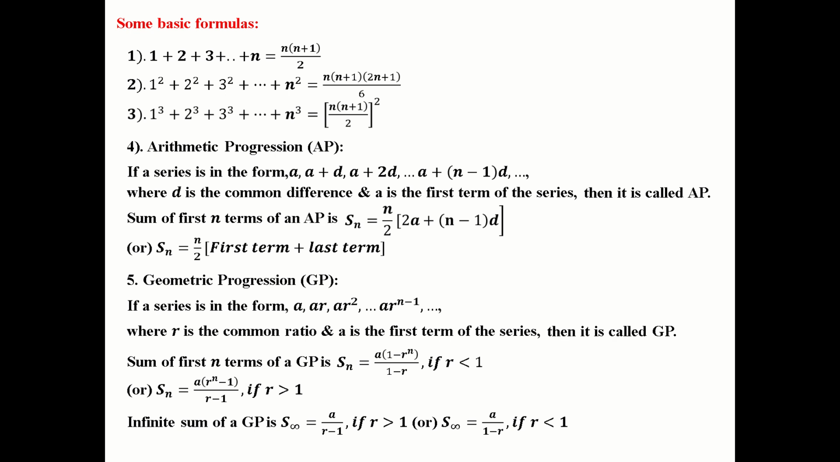So for infinite series GP, the summation is equal to A by (r minus 1) if r is greater than 1. So the summation to infinity of a GP, right, is equal to A by (1 minus r) if r is less than 1.